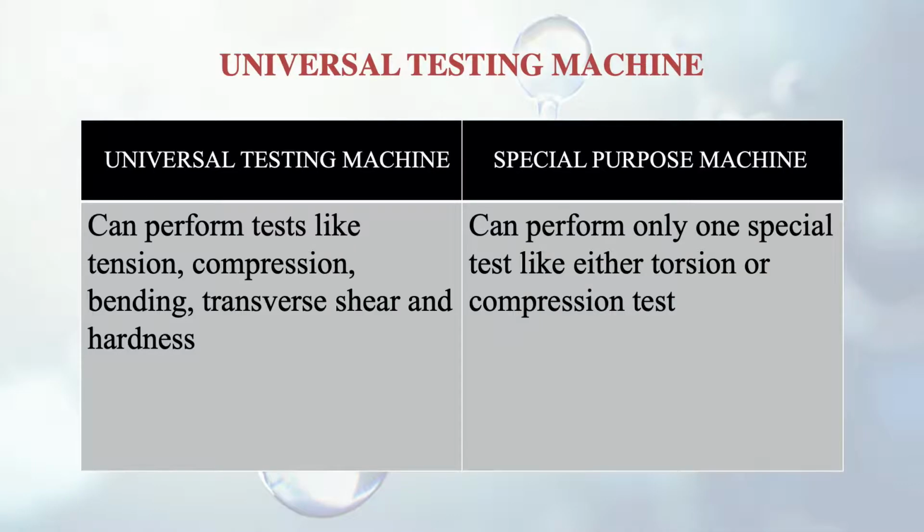So now we will discuss the universal testing machine. This is a very important machine which is used in mechanical workshops, and it can do many types of activities. Like earlier we discussed the simple tension test machine. This universal testing machine can do the simple tension test as well as the compression test. So what else can it do, now we discuss. It can perform tests like tension, compression, bending, transverse shear and hardness. Whereas any special machine can perform only one special test, like either the torsion or the compression test.